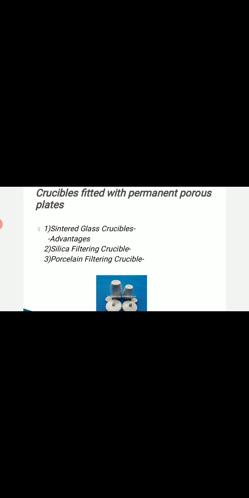The last one is the porcelain filtering crucible. These are made of porcelain with glaze inside and outside also. This has much less resistance to temperature, so this type of crucible is not generally useful in practical work in the laboratory. Out of these three, the silica crucible is somewhat the most important compared to the other two.